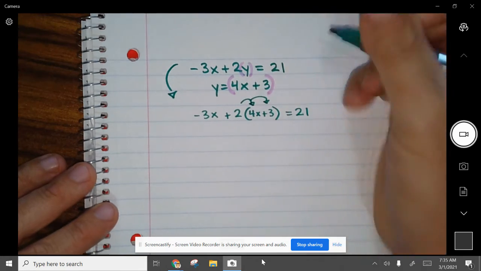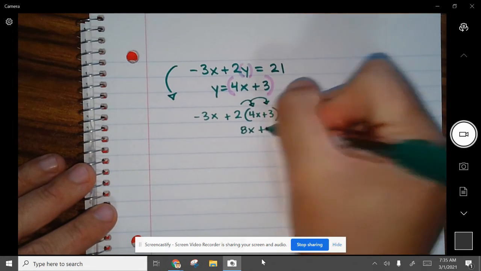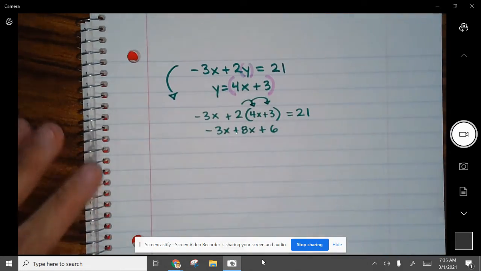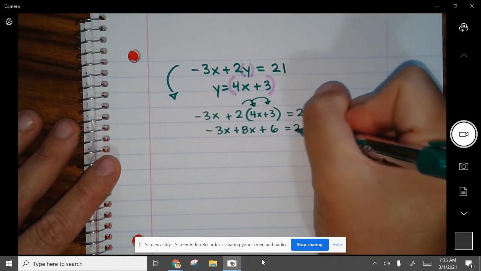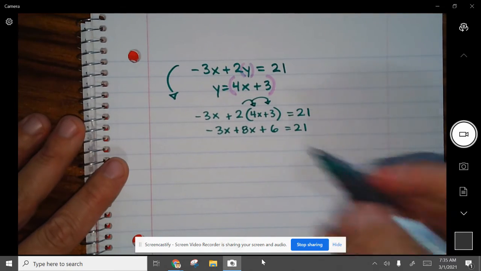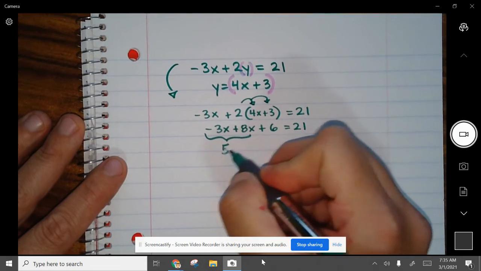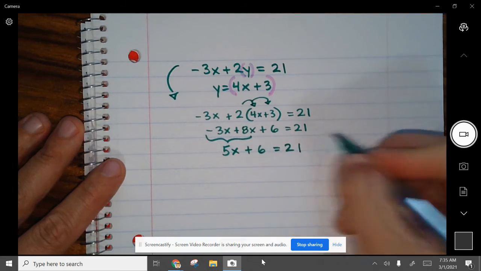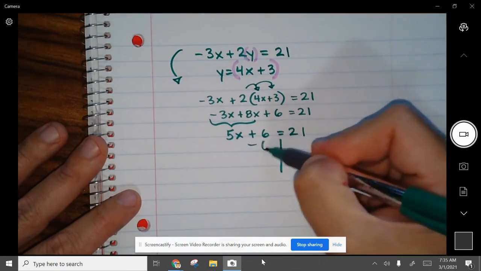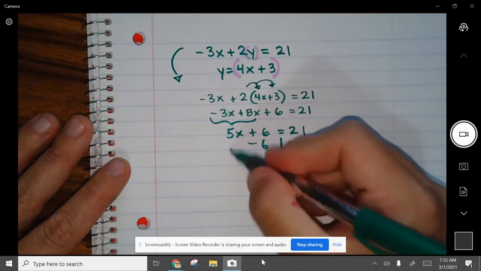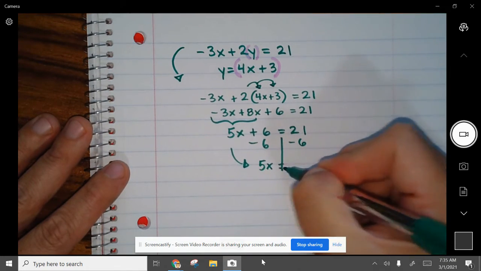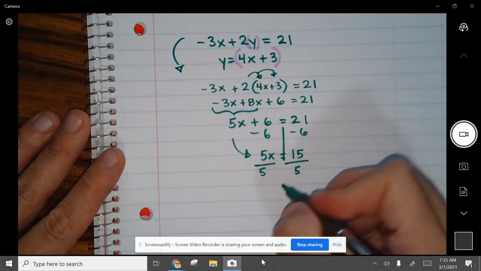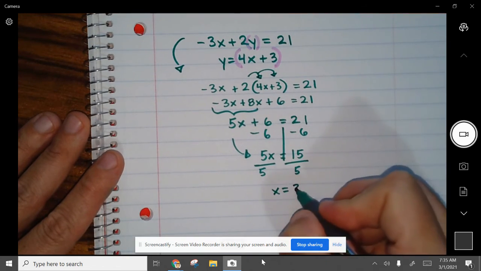All right. This is going to be 8x plus 6 negative 3x, okay, equals 21. Now, 5x plus 6 equals 21. Subtract 6. 5x equals 15. X equals 3.